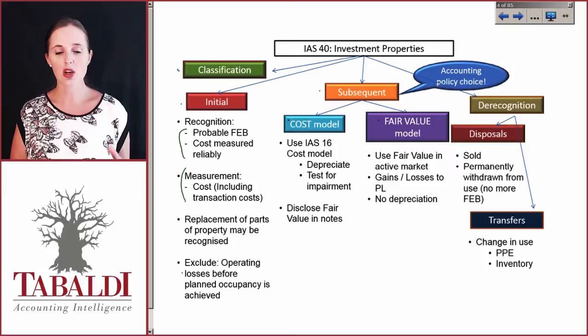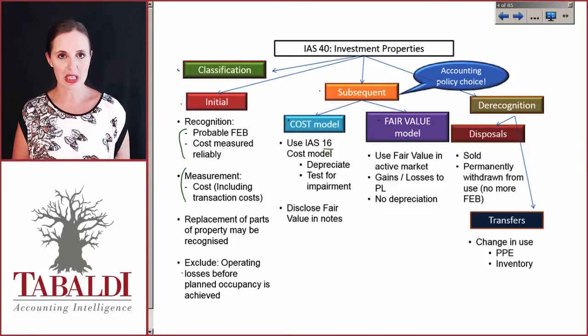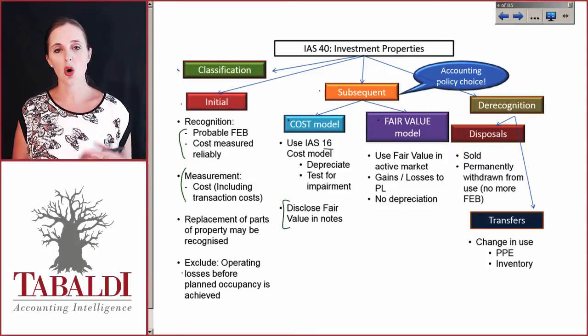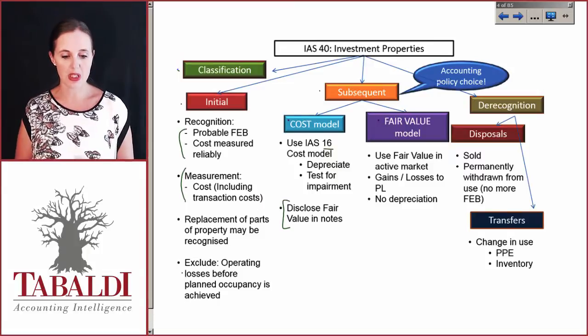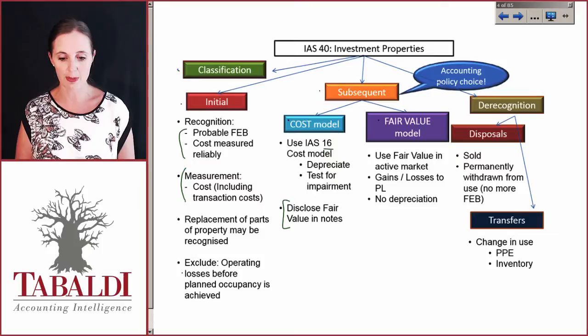Our subsequent measurement, once this has been brought onto the books, has an accounting policy choice, either cost or fair value. In terms of the cost, we go back to our PPE standard, IAS 16. In terms of our treatment there, we have our depreciation, we test for impairment, and in the notes, the difference to IAS 16 is that although you may account for your investment property at cost, you do need to disclose the fair value in your financial statements.